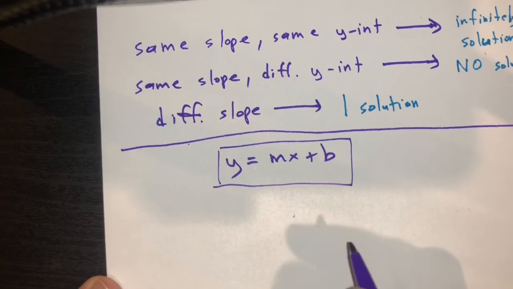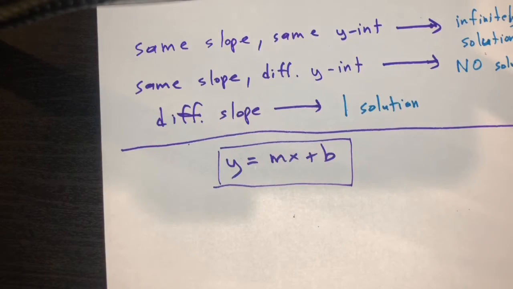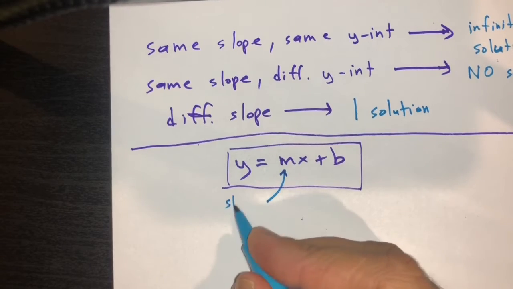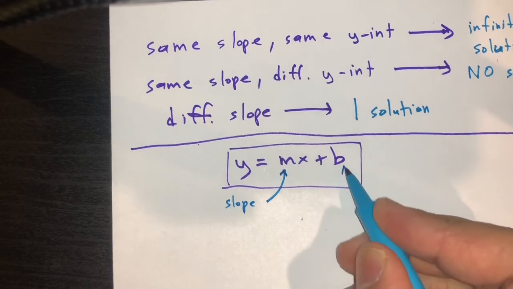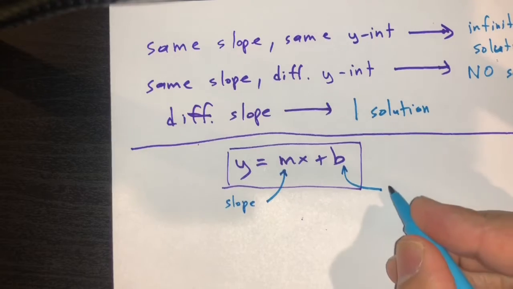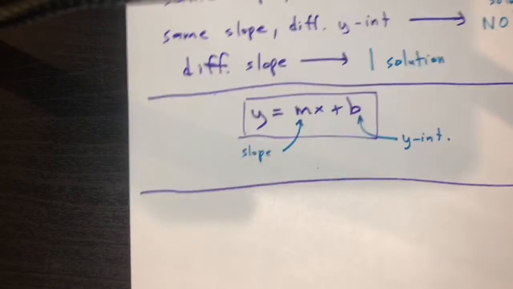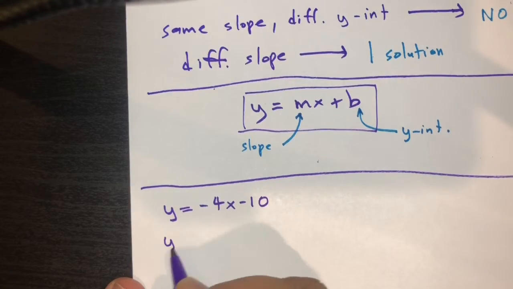Okay. And then to be extra clear, since some of us may have forgotten, remember that this little m means slope. This little b means y-intercept.